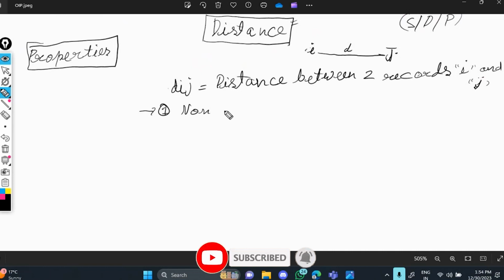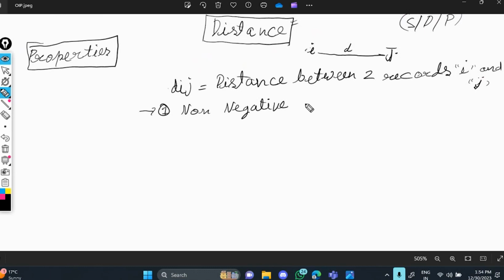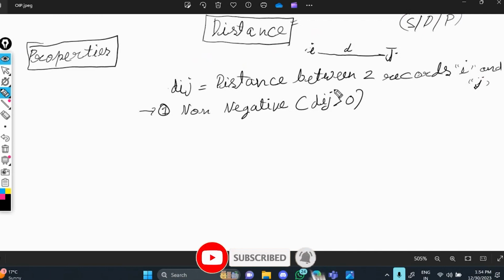non-negative. And guys, in these topics, I know you have some doubts, so you can ask me anytime to take help. dij is greater than 0. What we are saying is non-negative. The first property is non-negative, where we are saying dij is always greater than 0.